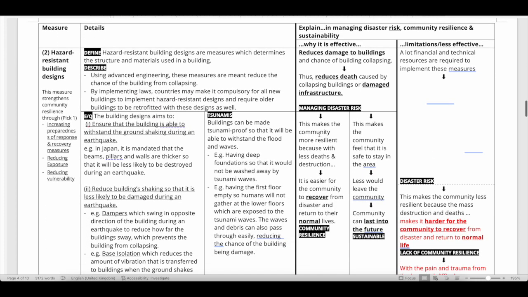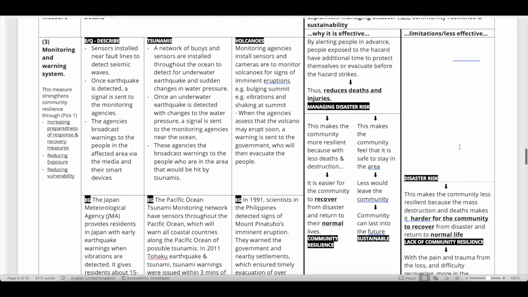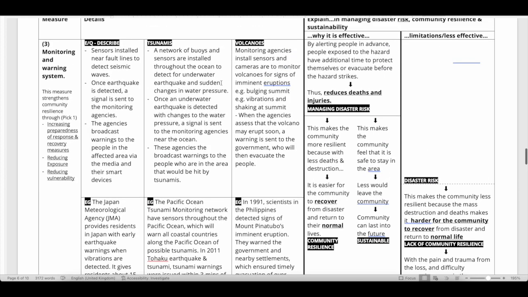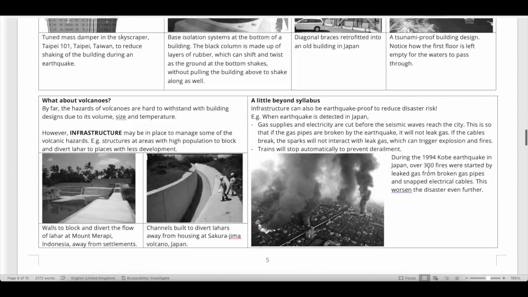We have talked about why it is effective, but we've not talked about why it is not effective. If you go on to page 6, monitoring and warning systems, we talk about why it is effective, but haven't talked about why it is not effective. And lastly, the increasing preparedness. The non-effective part is not done. All right. Now, this is what I want you to do.